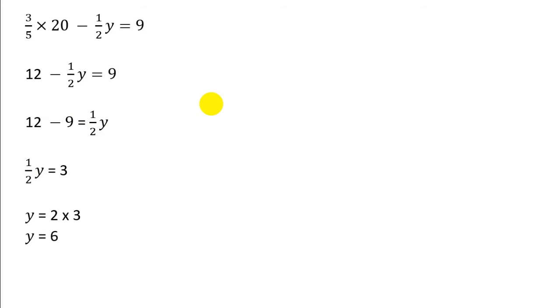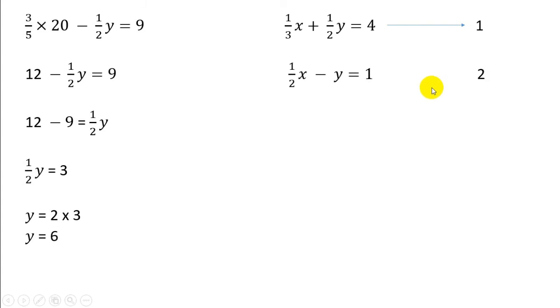In both the examples we did right now, the coefficients are the same for both the terms in the equations. When coefficients are different, we have a little more work to do, as we did in the previous videos. First we have to equate the coefficient value. So let's look at another question. 1 over 3x plus 1 over 2y equals 4. 1 over 2x minus y equals 1. So that is my second equation.